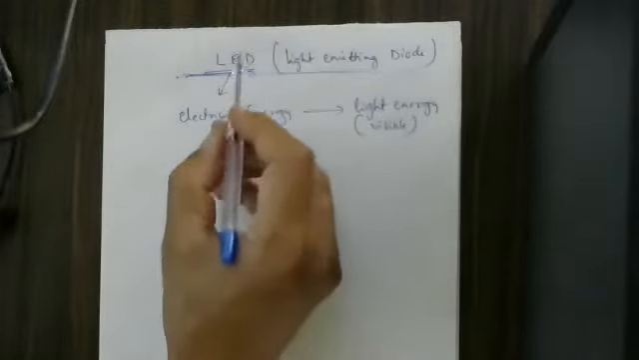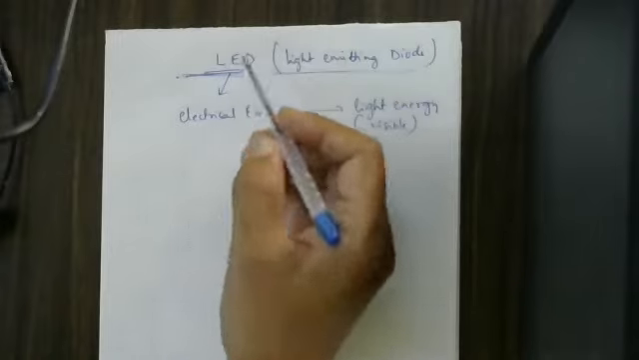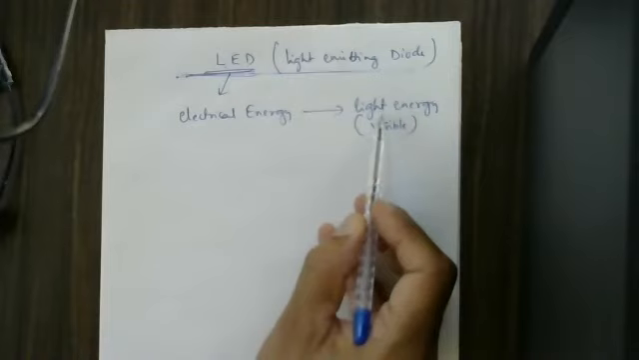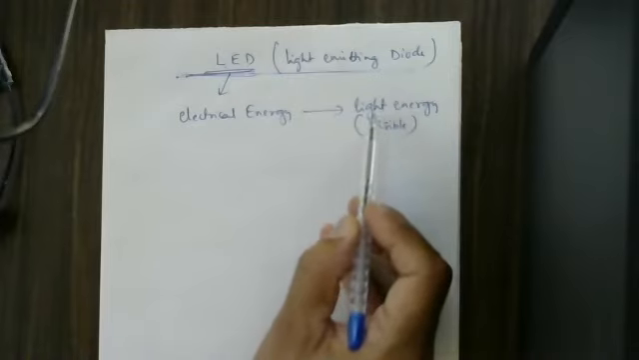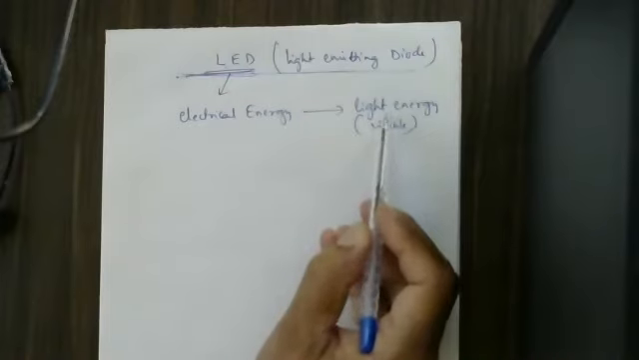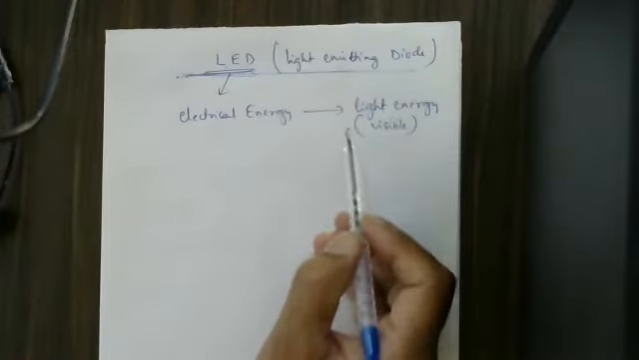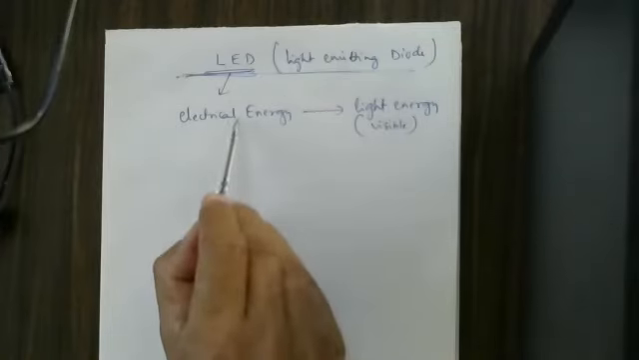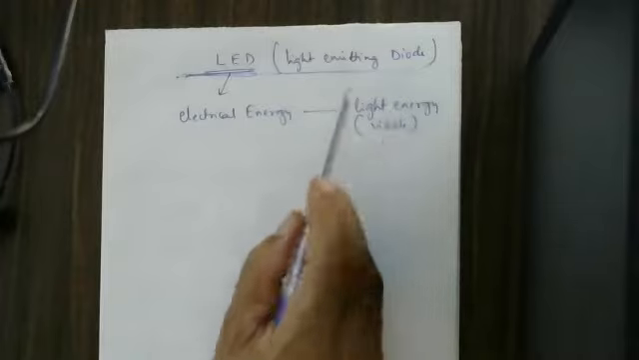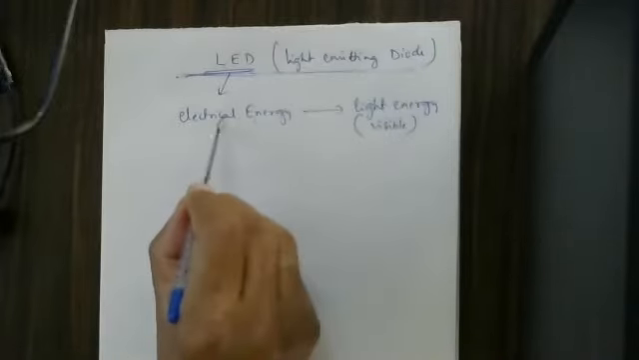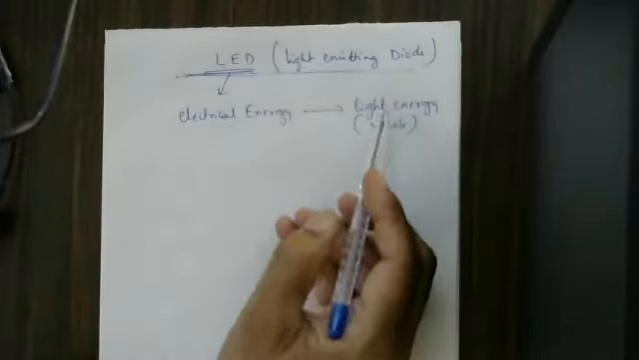Anyhow, the principle of the LED is that electrical energy is converted into light energy, nothing else. Photodiode is not like that. Photodiode works the reverse way: light energy is converted into electrical energy. Because of the light energy only, we get current there. But here, because of the voltage, electrical energy is converted into light energy.